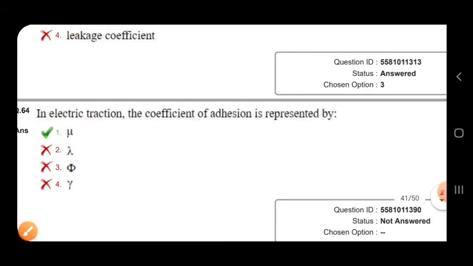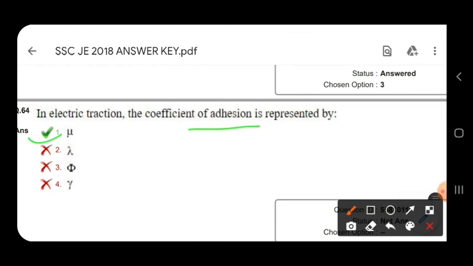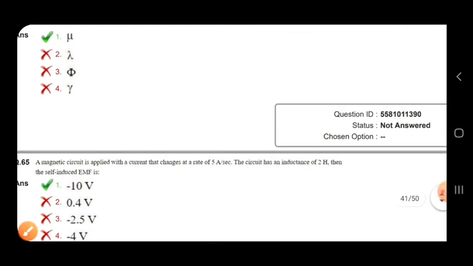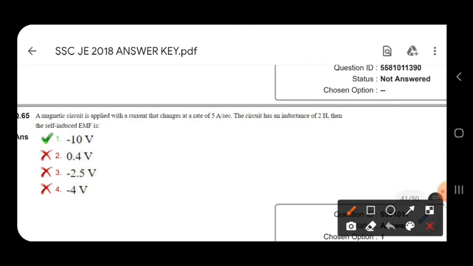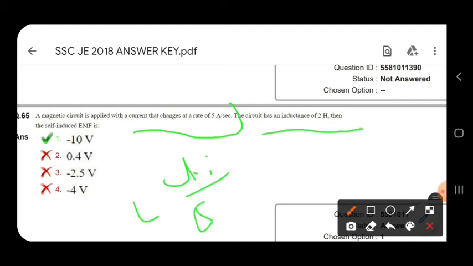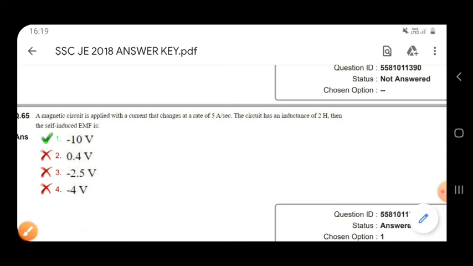In electric traction the coefficient of adhesion is represented as mu. A magnetic circuit is applied with a current that changes at a rate of 5 amps per second, so di/dt is 5 amps per second. The circuit has an inductance of 2 Henry, that means L. Then the self-induced EMF: E equals L di/dt. Simply multiply and put the value, with a minus sign because of Lenz's law.